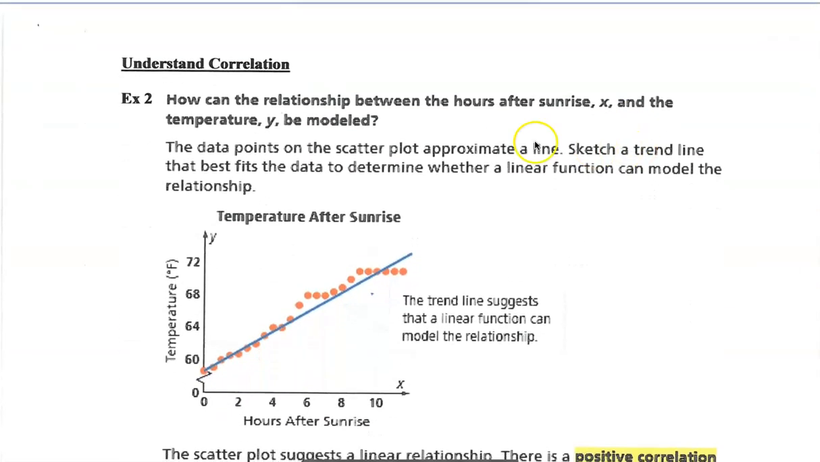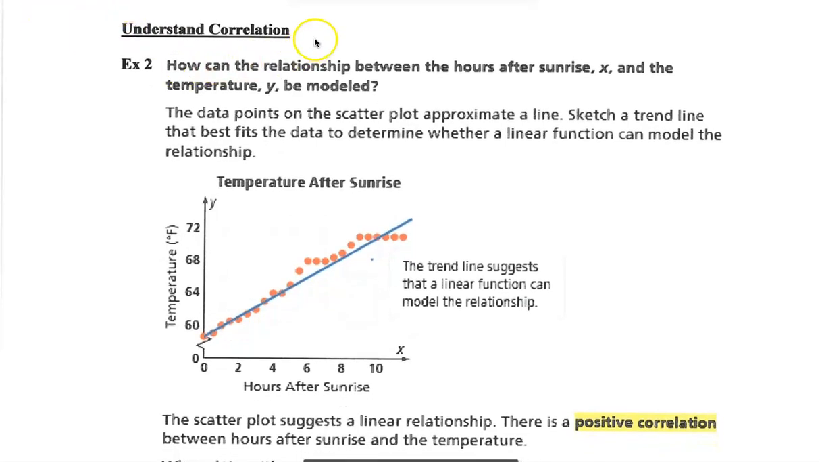Okay, now let's talk about correlation. Let's talk about understanding correlation. All correlation is a way of saying, is there a relationship between these two things? That's it. It's like saying that in a single word. And one way to tell is when you do a scatter plot, if it looks linear, then we could do what's called a trend line. And that'll let us model the relationship between the two things.